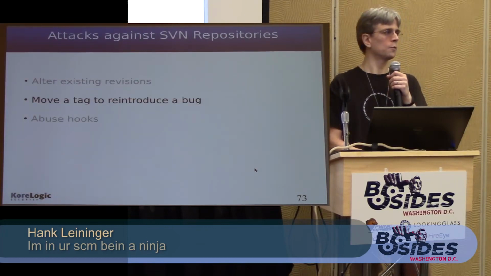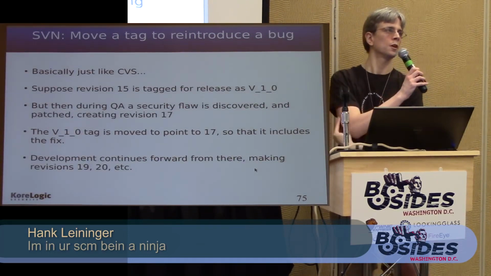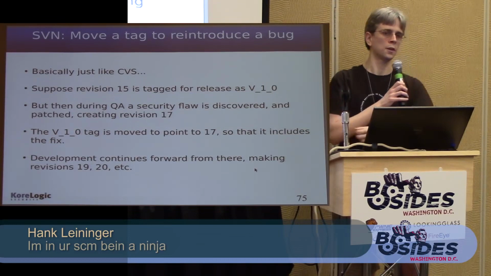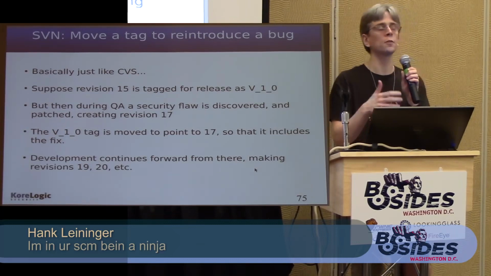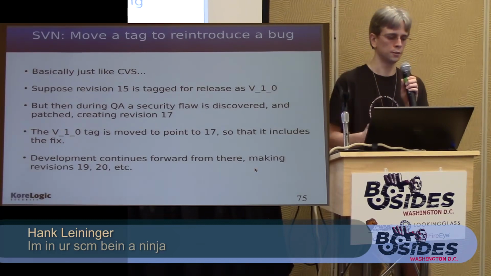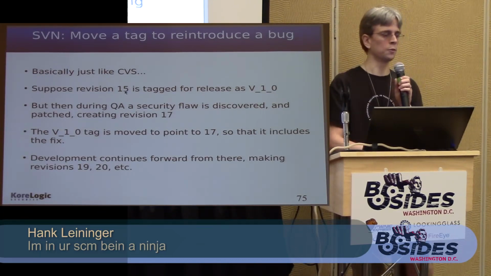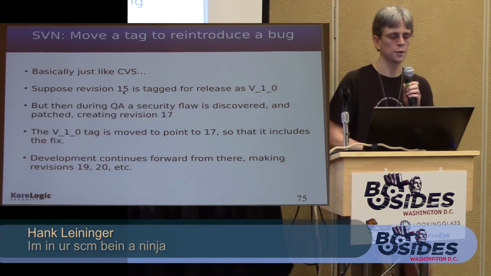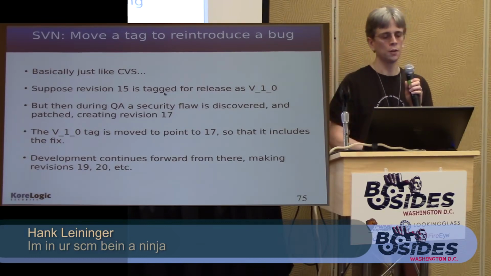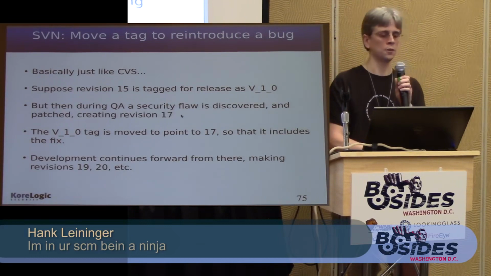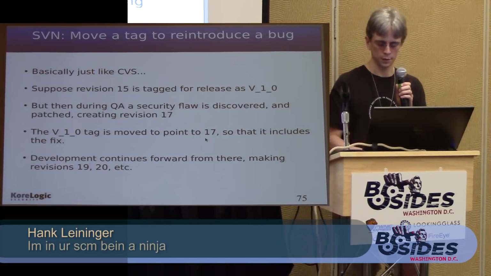Now, just like we can move tags in CVS, we can move them in Subversion. There's one tiny relevant difference, which is that in Subversion, basically any change to anything in the repo creates a new revision. So when you create a tag, the act of adding or the act of removing a tag counts as a revision. So in this scenario, we started with revision 15, because I picked that number randomly, and it was tagged. That creation of that tag would have been revision 16. Then in QA, if a flaw is discovered and fixed, the new version is 17, and then the tag is moved to 17, and that increments the counter yet again.